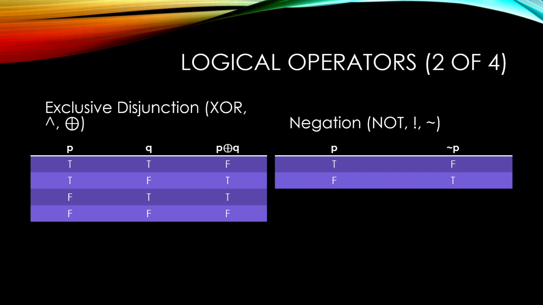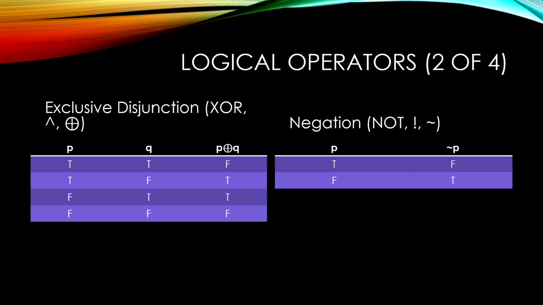Now you have negation, or NOT. It can be represented with capital NOT, an exclamation mark, or a tilde mark. And this is pretty simple. It only takes one statement, P, and it evaluates to whatever P is not. So if P is true, not P is false. If P is false, not P is true.